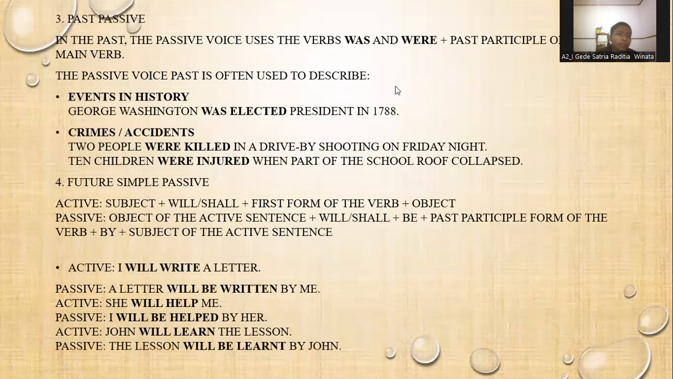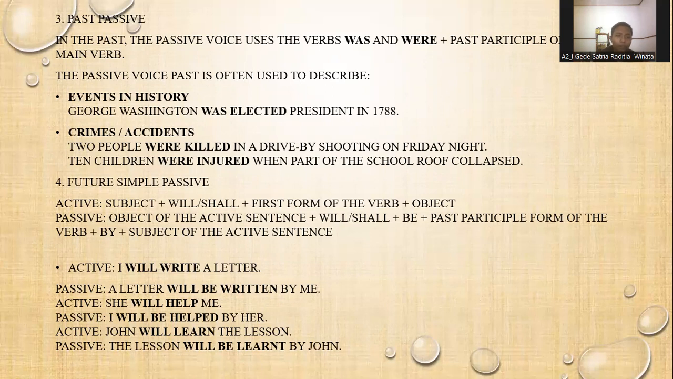The third, past passive. In the past, the passive voice uses the verb was or were plus the past participle of the main verb. The passive voice in the past is often used to describe events in history. George Washington was elected president in 1789. Crime or accident: two people were killed in a shooting on Friday night. Ten children were injured when part of the school roof collapsed.